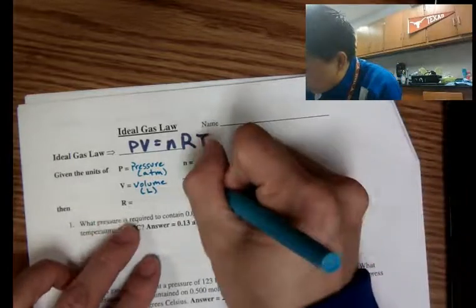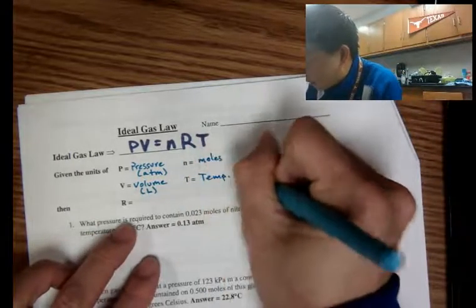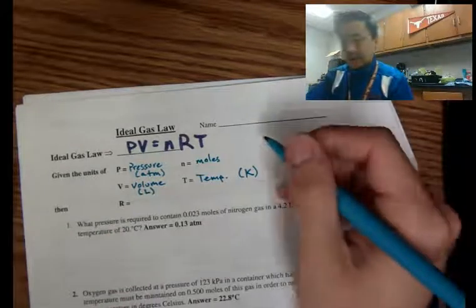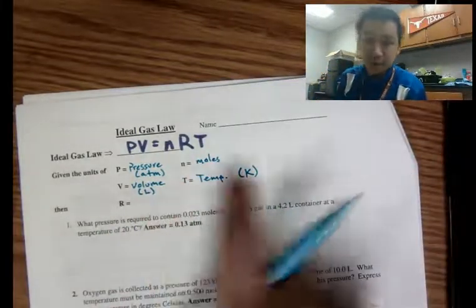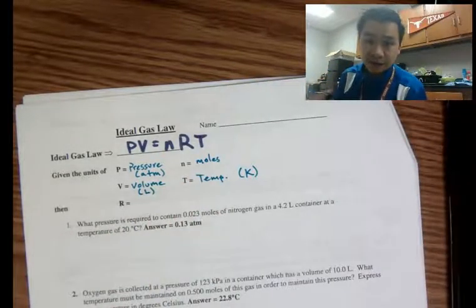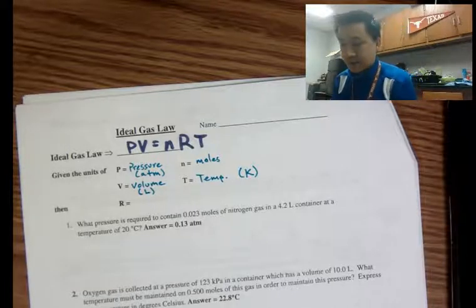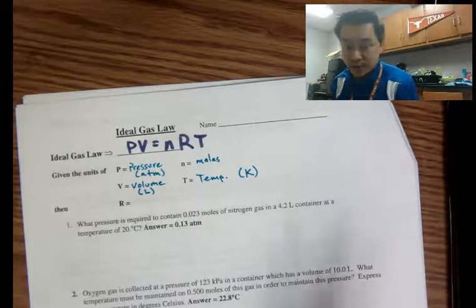T is temperature. It has to be in Kelvin, okay? So, again, atmospheres, liters, and Kelvin. If it's not in those units, you have to change it to that unit. And we've done that. You should be very familiar with that by now.